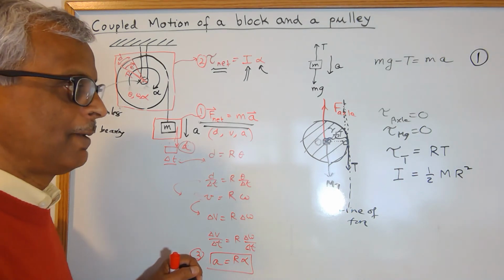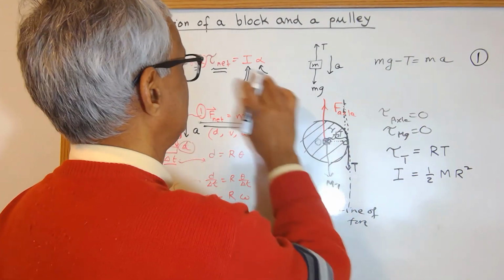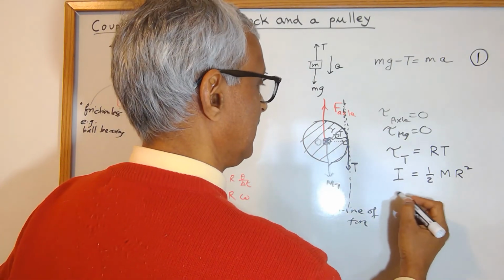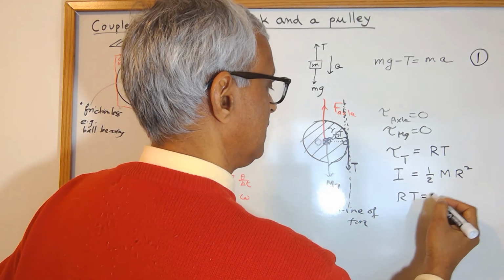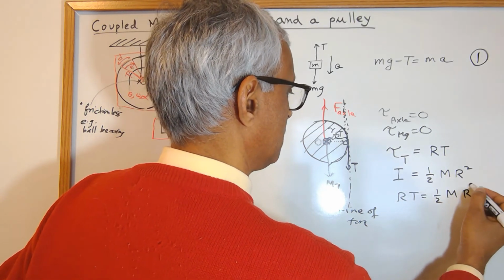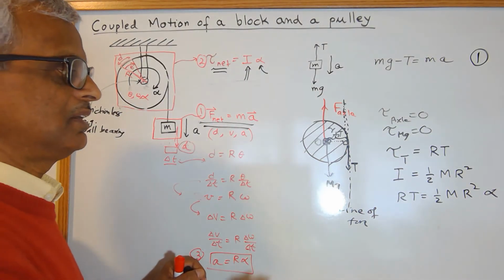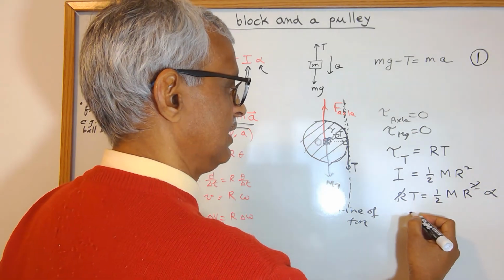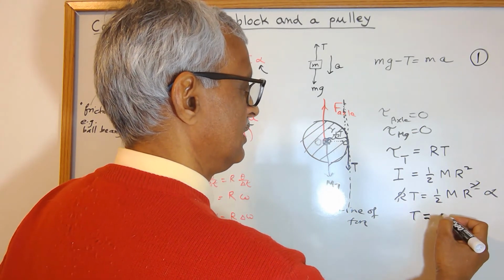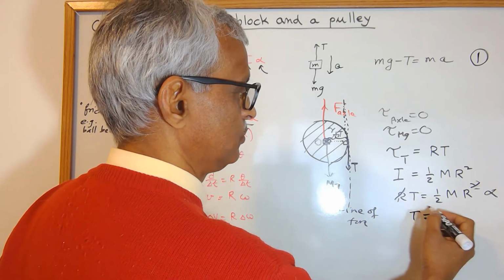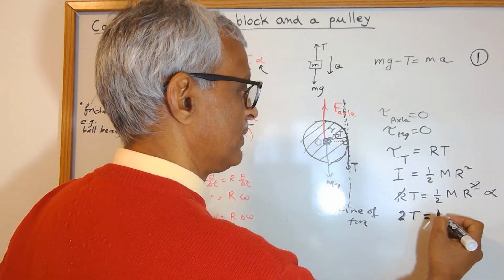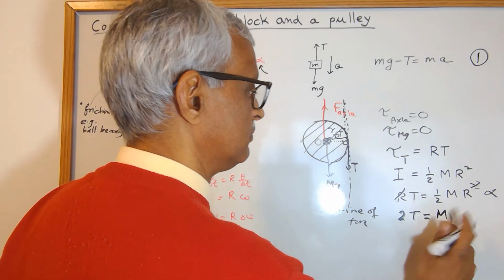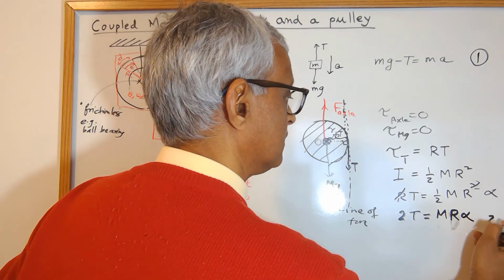Okay, I got this worked out, so I can just get the whole thing now. So I get RT equals half MR squared alpha. You can see the R canceling out, and so it may be nice to write a simpler formula. I can even take the 2 over to this side: 2T equals M R alpha. So this is equation 2.